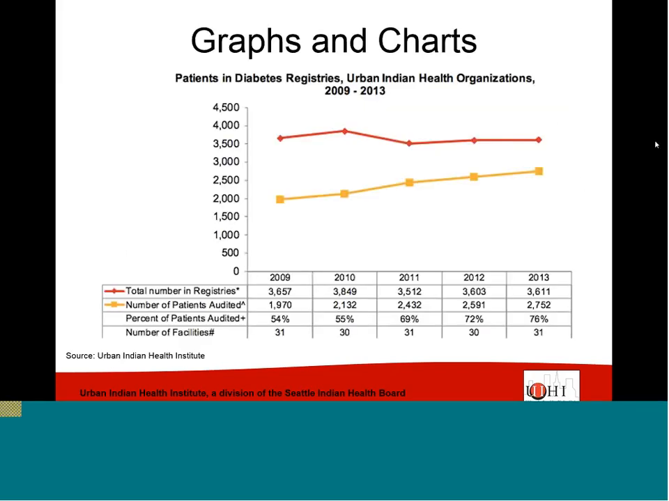So I'm going to give you a few examples. This is a graph that came from UIHI. And as you can see, the data from this particular project, which is looking at patients in the diabetes registry for the urban Indian health organizations, you can see that they're looking at the total number of registries, which is the red line, and the number of patients that were audited as the yellow line. And they're actually even putting that data at the bottom and giving you additional information into this chart. So this is just one example of how data can be put into a picture form so that you could use it to educate and understand what's going on.